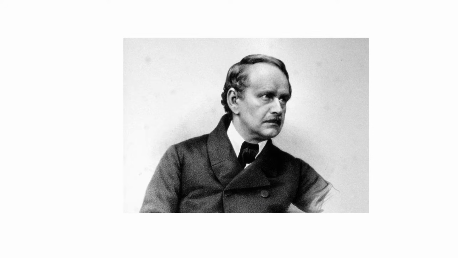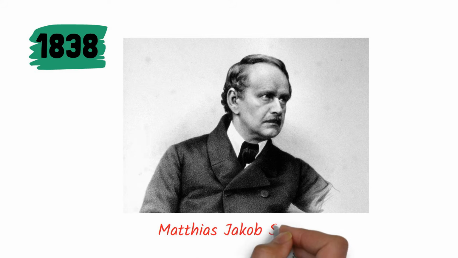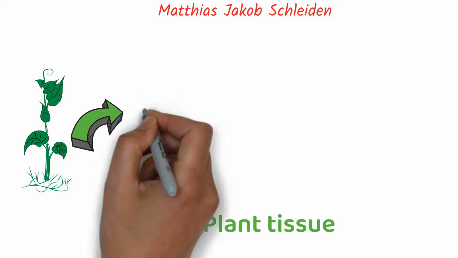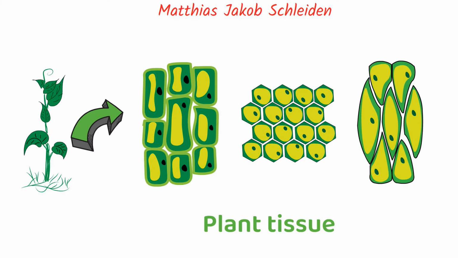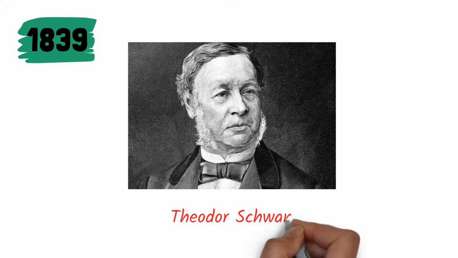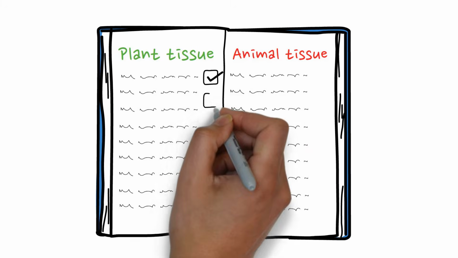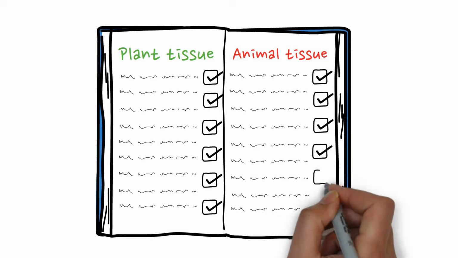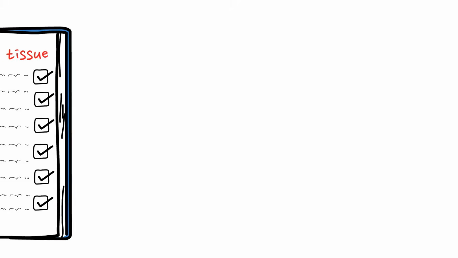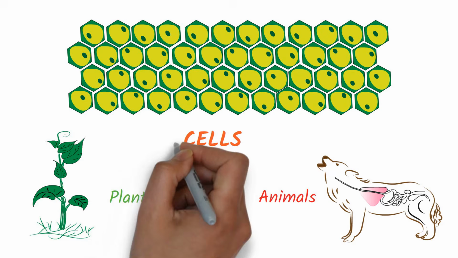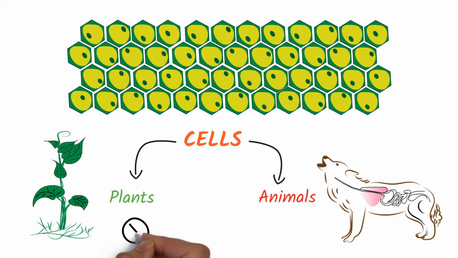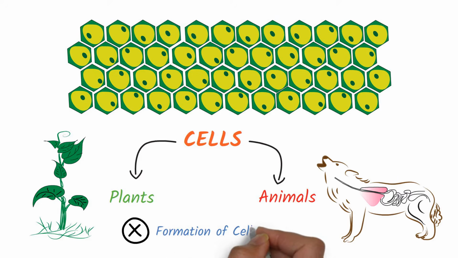After nearly 200 years, in 1838, Matthias Jacob Schleiden, from Germany, extensively worked on microscopic observations of plant tissue. At the same time, Theodor Schwann made similar observations in animal tissue. In 1839, both compared their observations and found similarities between plant and animal tissues. They finally concluded that cells are the basic structural units of plants and animals. However, they could not explain the formation of these cells. They mostly depended on the existing beliefs of those times on the formation of cells.